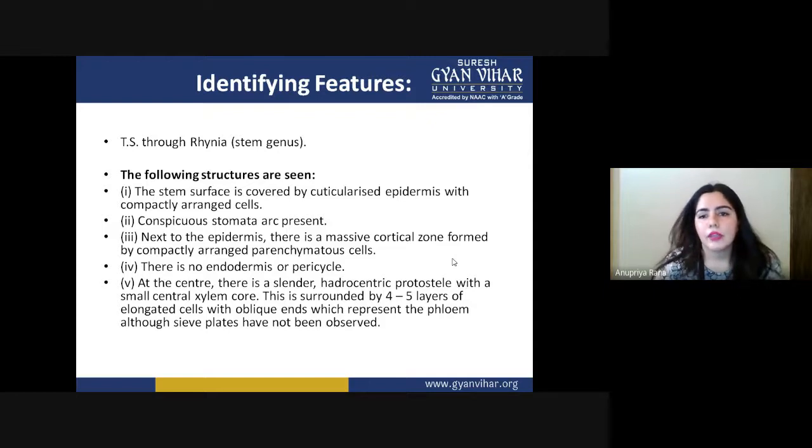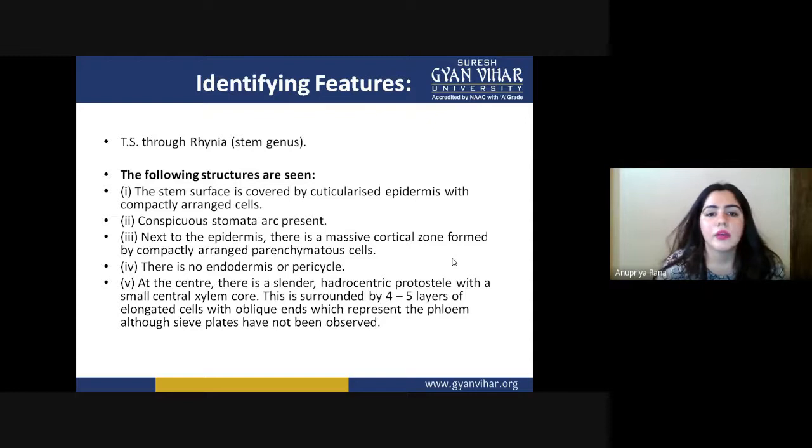So the first thing, the epidermis, which we always study whenever we talk about internal structure. The first outer structure we talk about is the epidermis. The epidermis here is made up of compactly arranged cells, meaning there was no gap between the cells of the epidermis, and they were heavily cuticularized, or you can say a heavy cuticle layer was present on the epidermis.